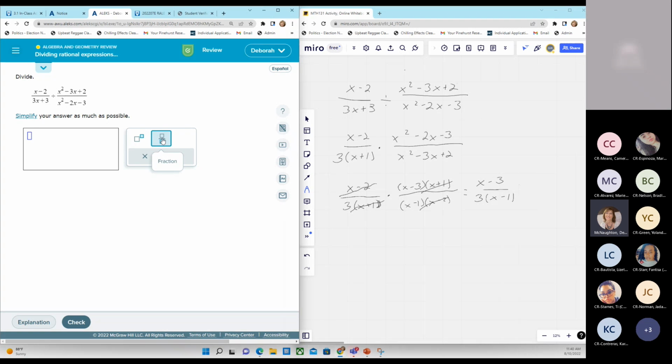And I always recommend click the fraction, put in x minus 3 divided by 3 parentheses x minus 1 end parenthesis.